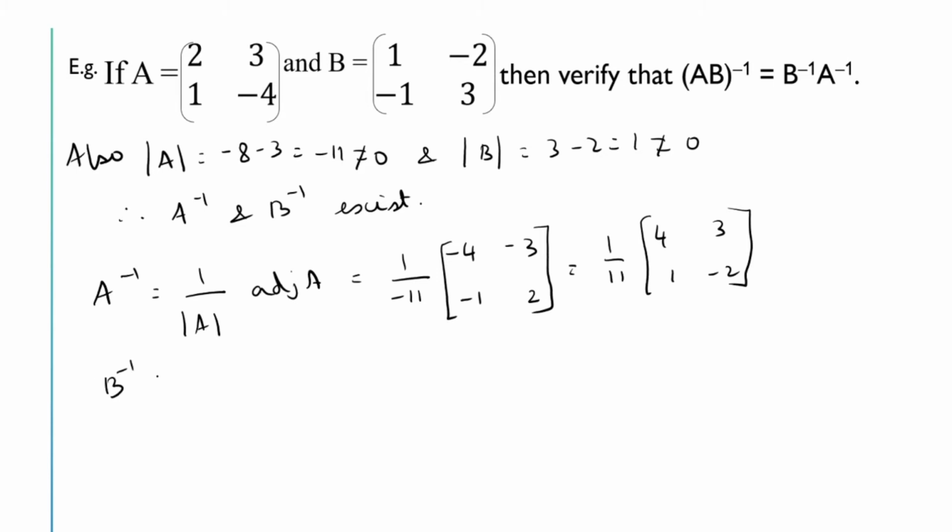Then B inverse is equal to 1 by determinant of B into adjoint of B. Determinant of B is 1. Adjoint of B is: interchange the diagonal elements, 3, 2, 1, 1.